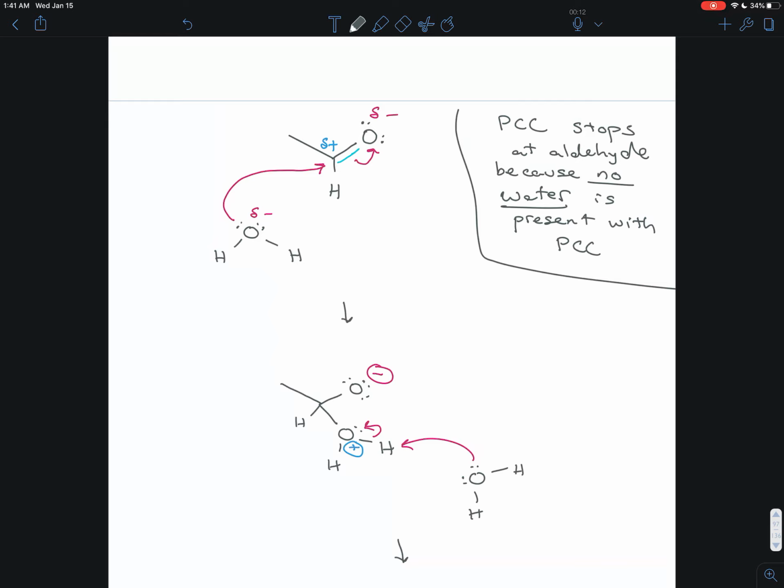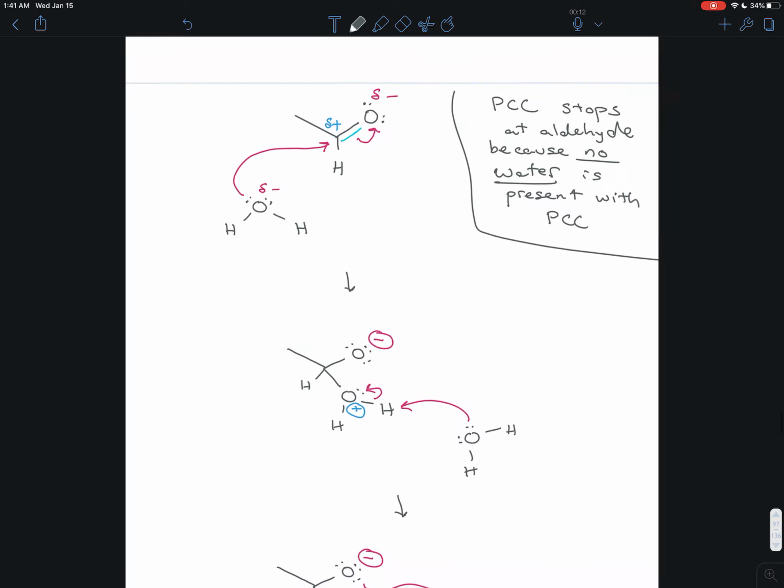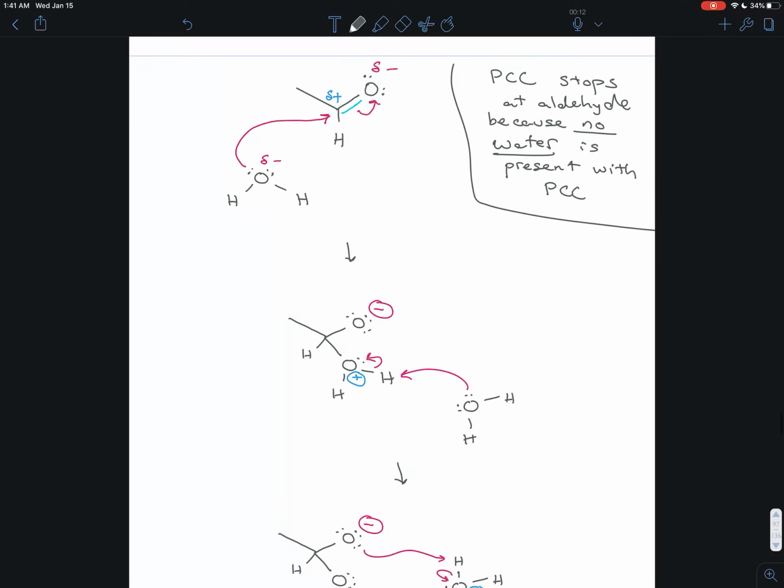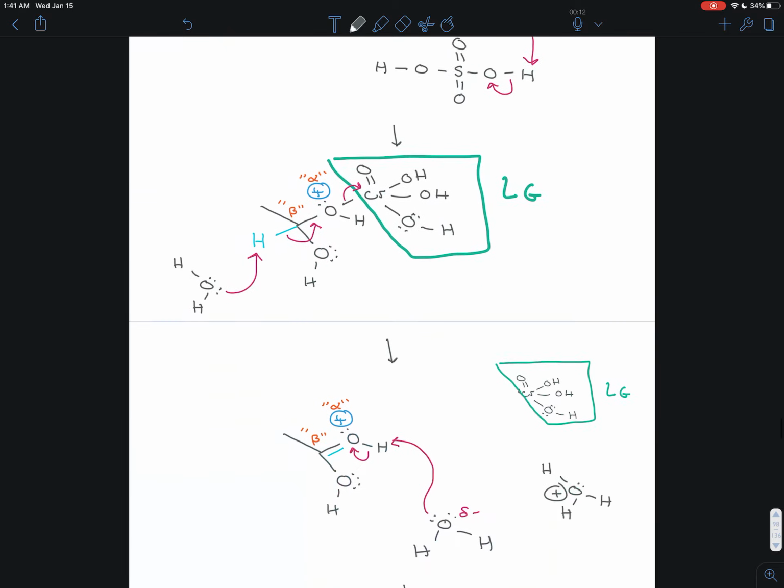Actually, it's almost the exact same thing. The mechanism is really, truly almost the exact same thing. The reason why you don't oxidize all the way to a carboxylic acid when you use PCC is because there is no water in the slurry of your PCC. That's the whole point with PCC. So PCC stands for pyridinium chlorochromate.